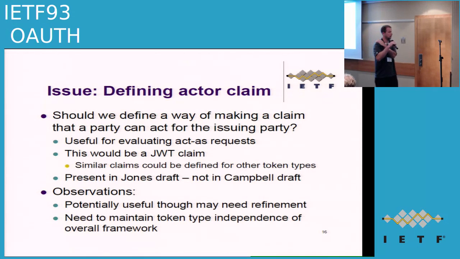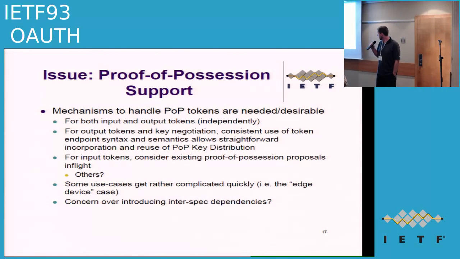This is kind of hard. There probably needs to be some mechanisms to handle POP tokens here, both for input and output tokens, and independently, sometimes one or the other, not necessarily both. For output tokens and key negotiation, I think the consistent use of the token endpoint syntax and semantics allows for relatively straightforward incorporation of whatever comes out of POP key distribution, assuming that's using the token endpoint and remains reasonable. For input tokens, we maybe need to consider existing proof of possession proposals that are in flight, HTTP request signing, whatever Nat and Kiping are going to talk about a little bit later.